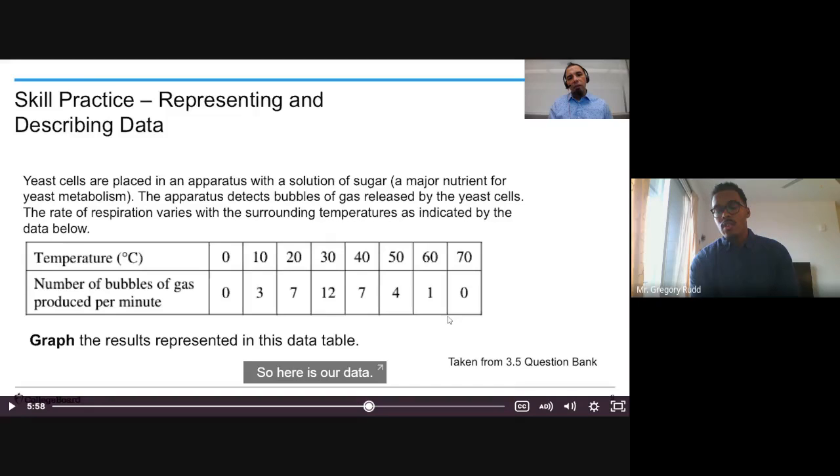Which one should go on the x-axis here? Temperature or number of bubbles? Which one should go on the x-axis?